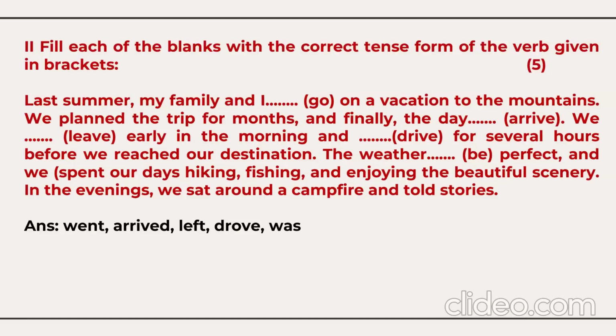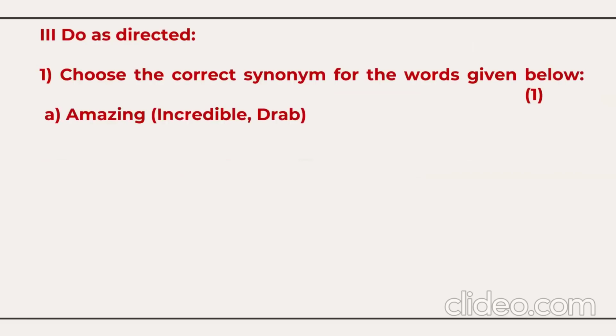I've done a video on tenses. You can see the link in the description. Then next, do as directed. So this option, we have some multiple questions based on different themes. Number 1, synonym. You need to find out the synonym of the word amazing. So obviously drab cannot be there. Incredible is the synonym of amazing.